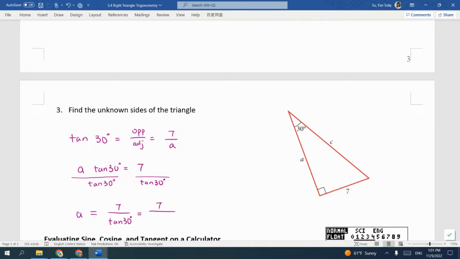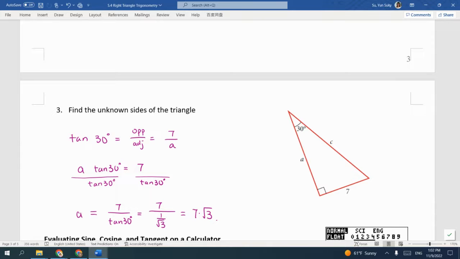Okay, what's tangent 30 degrees? Yeah, 1 over radical 3. Awesome. Do you know that when we divide by a number, it's the same as multiplying by its reciprocal? So dividing by 1 over radical 3 is the same as multiplying by radical 3. So 7 times radical 3. Okay? So this is the answer. All right. And this is just A, right?